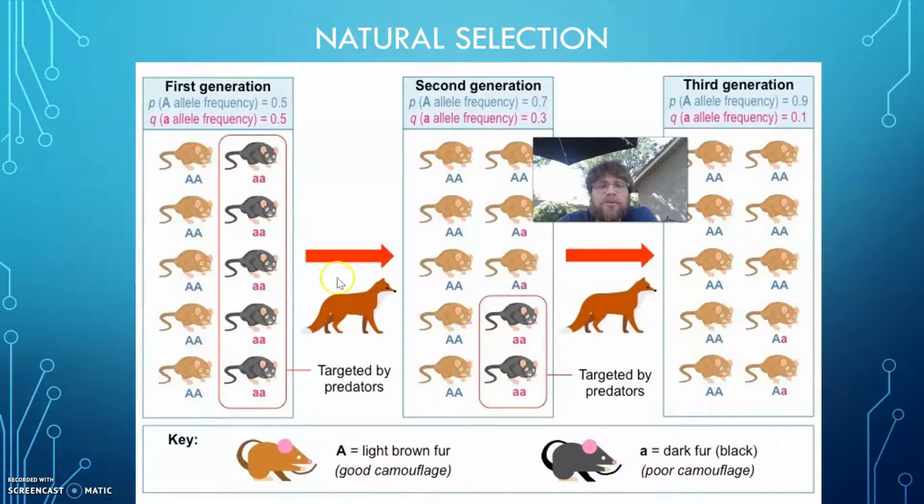So a predator, like a fox, can and will eat more dark fur because they're easier to see. So more often, the environment will cause these dark fur mice to die, cause them to reproduce less, and these light-colored mice will survive more often and make more babies. So as generations go on, the population changes to have more of the capital A allele that gives a light brown fur and better camouflage for the environment. So natural selection, the environment is selecting one allele and making that allele more frequent in the population.